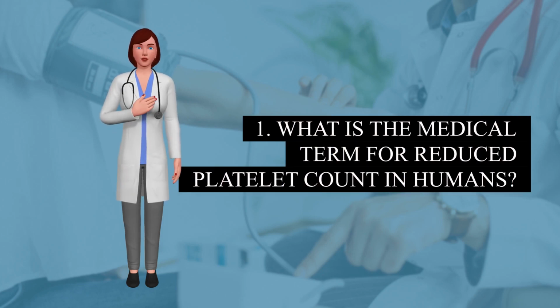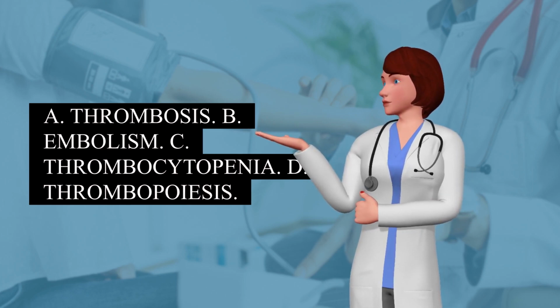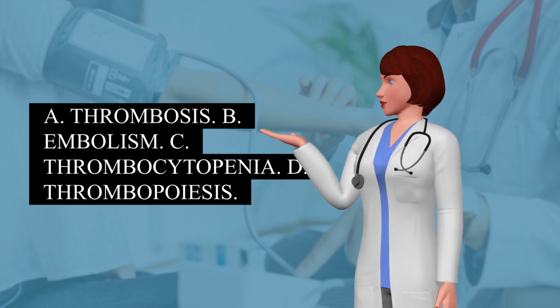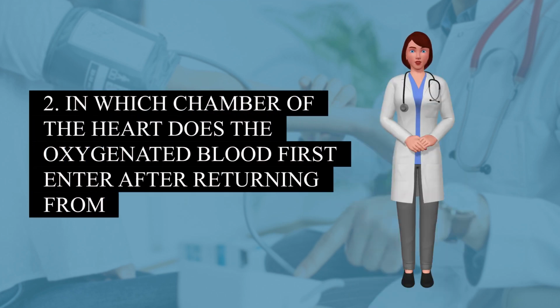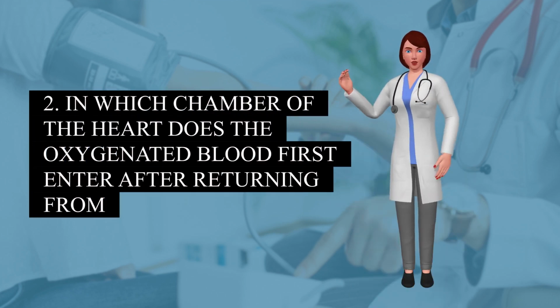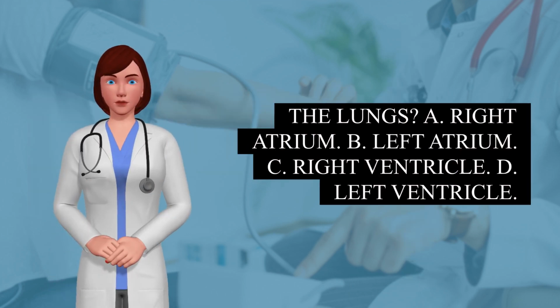1. What is the medical term for reduced platelet count in humans? A. Thrombosis. B. Embolism. C. Thrombocytopenia. D. Thrombopoiesis. 2. In which chamber of the heart does the oxygenated blood first enter after returning from the lungs? A. Right atrium. B.